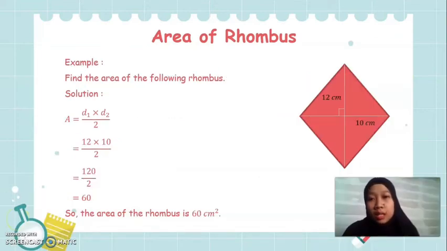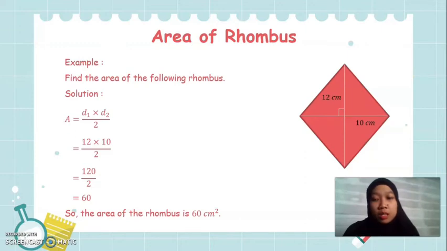Example, find the area of the following rhombus. In the picture, we know that the length of diagonal 1 is 12 centimeters and the length of diagonal 2 is 10 centimeters. To find the area of the rhombus, we use the formula A equals D1 times D2 over 2. We substitute diagonal 1 with 12 and diagonal 2 with 10.